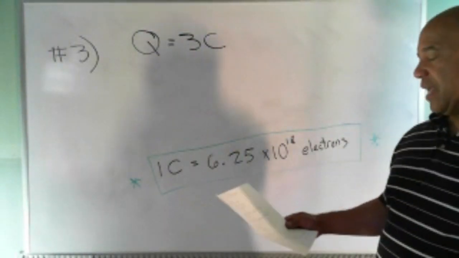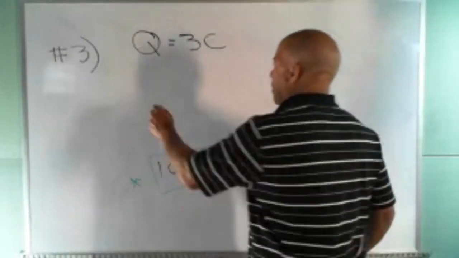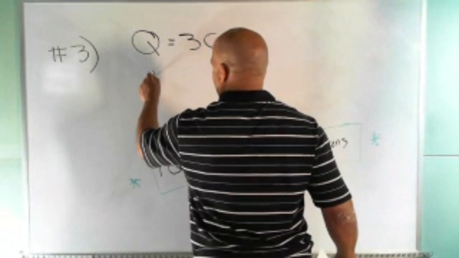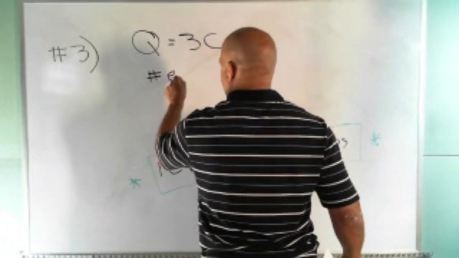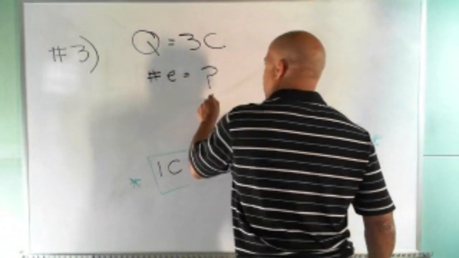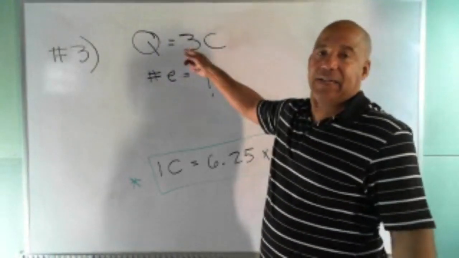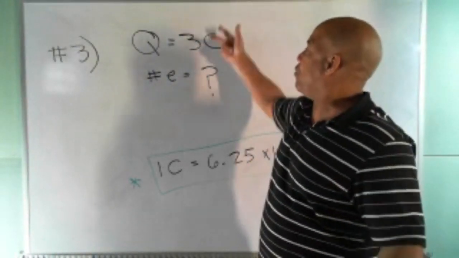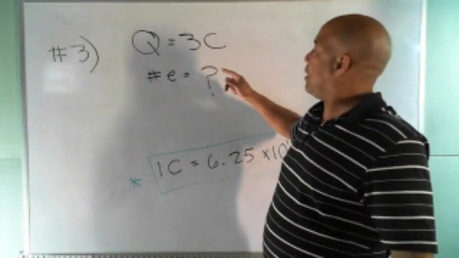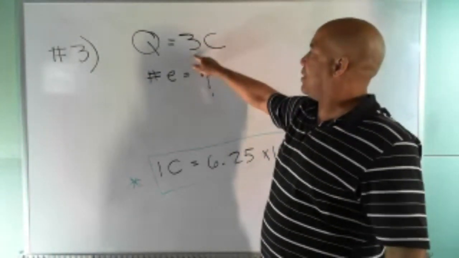And then we'll say, all right, if I got 3 coulombs of charge, how many electrons is this? So here we're looking for the number of electrons. I'm just going to show that with a question mark. Now, notice I don't have a negative sign here because I don't need it. I'm not doing anything with these coulombs. I know they're telling me that they're electrons.